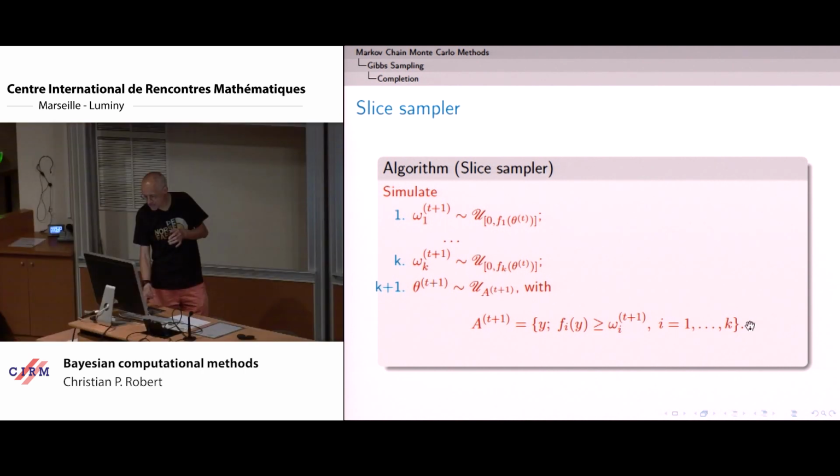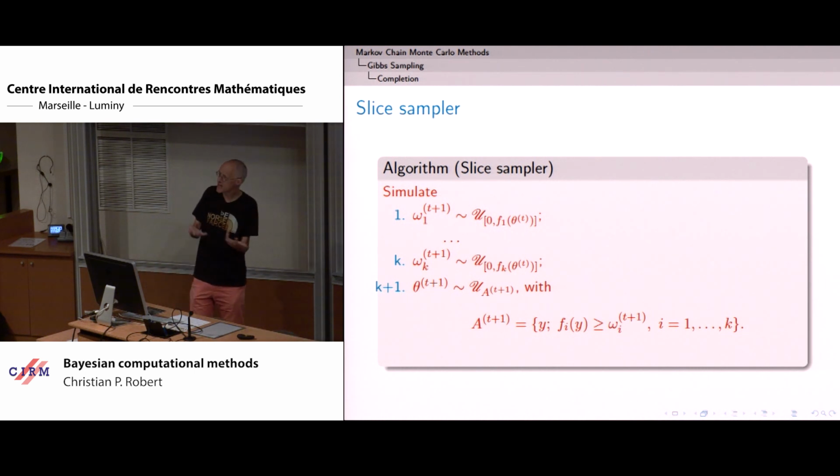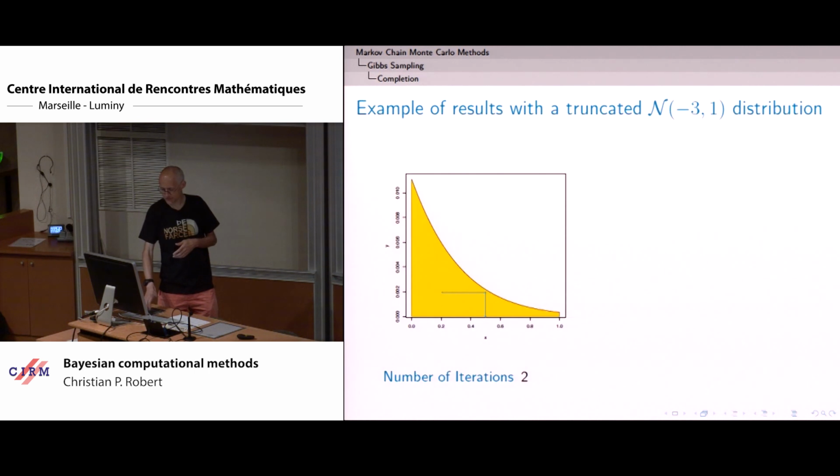And of course, that's hiding the difficulty under the carpet, because that's the difficult part. To simulate from this set, if it's not of a nice shape, may be difficult, very difficult, or impossible if there are many slices and the fi's are really complex. So in practice, it's not always feasible to implement this algorithm. But at least on paper, that's a generic method that may be attempted for simulating from f.